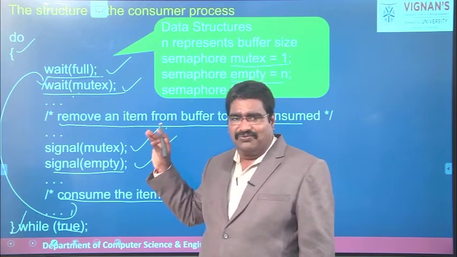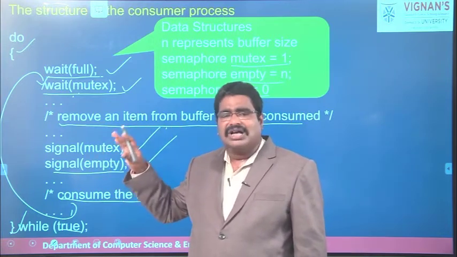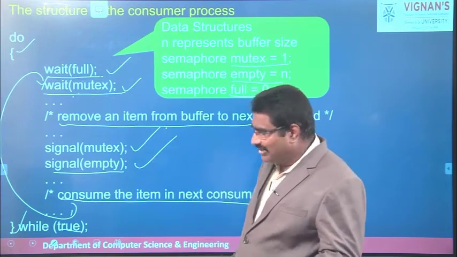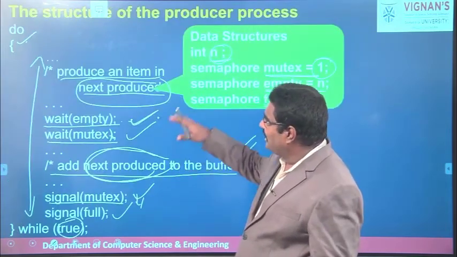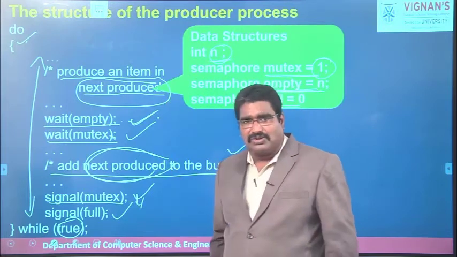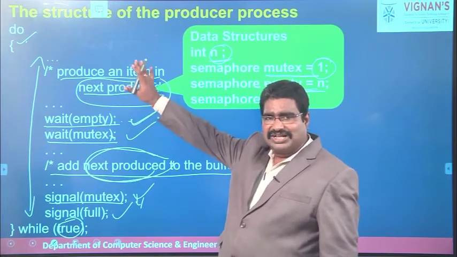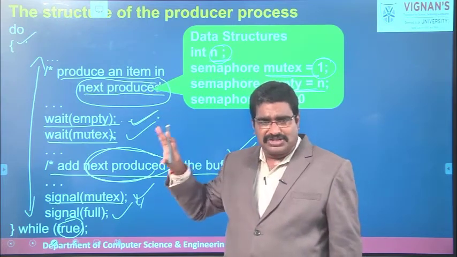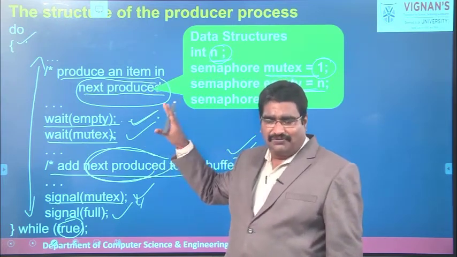Before modification on the buffer, they give the wait mutex. After completion, they give the signal mutex. So, let us go through it. What is the task of the producer process? First, the producer generates the item. We are assuming it is next produced. Once the producer produces the item, he needs to verify the free space.